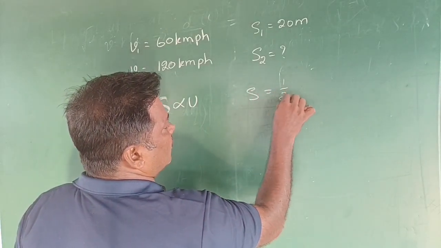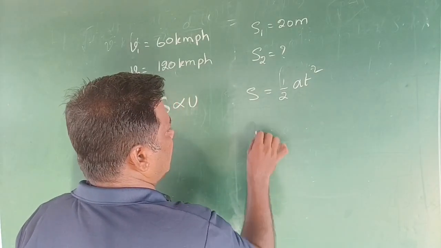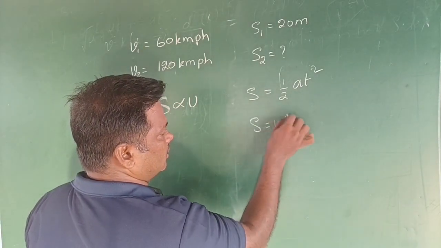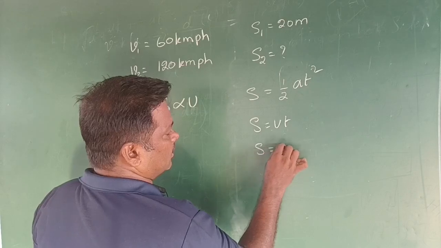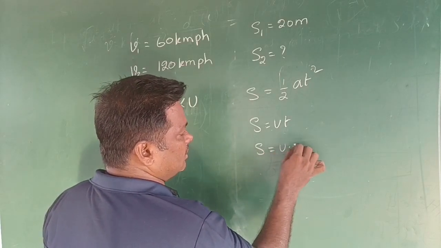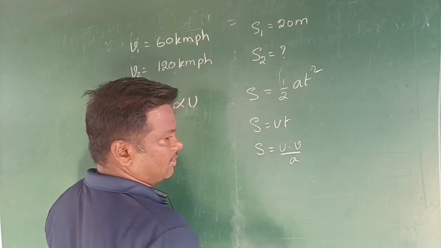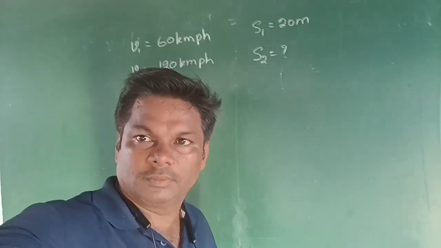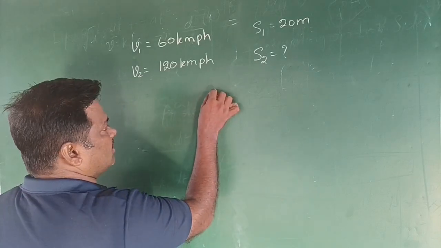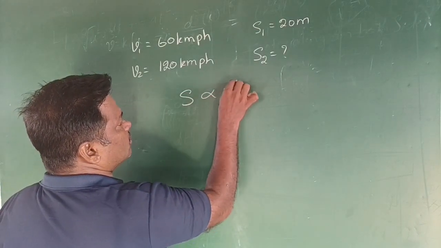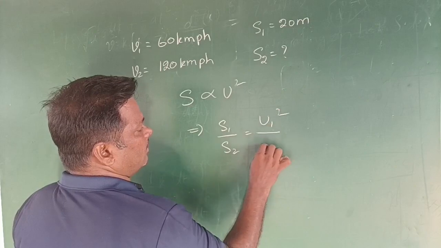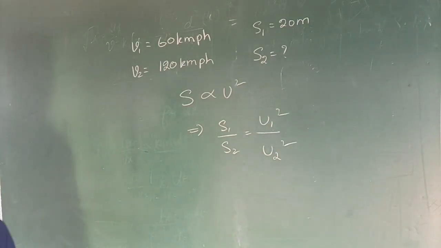So you can go for this one: s is equal to half at square, or s is equal to ut. Look, I'm going to solve this one with this. s is equal to u, t is equal to velocity by acceleration. So here what will you get? s proportional to u square, which implies s1 by s2 is equal to u1 square by u2 square.